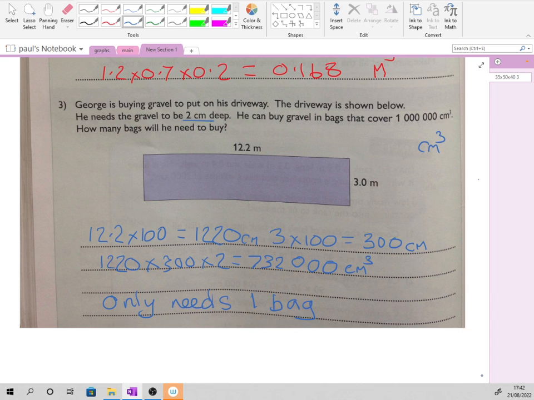Now, I don't know how heavy 1,000,000 centimeters cubed might be. It might be 1,000 kilograms, a ton. Oof, but we don't need to work that out. So there you go. So that's volumes with cubes and cuboids.